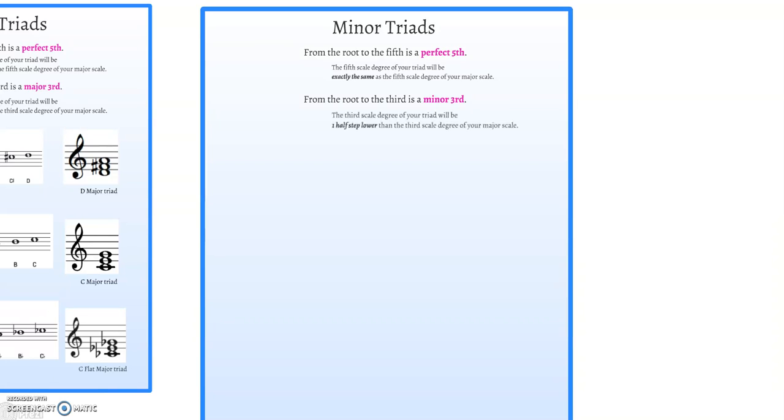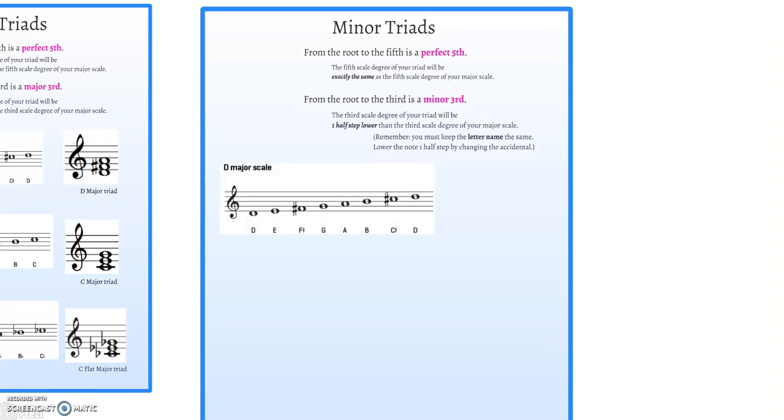The third scale degree of your minor triad will be 1/2 step lower than the third scale degree of your major scale. So you're going to lower the third by 1/2 step. But remember, you have to keep the letter name the same. So you're lowering the note 1/2 step by changing just the accidental, not changing the letter name of the note, and you'll see what I'm talking about in a moment.